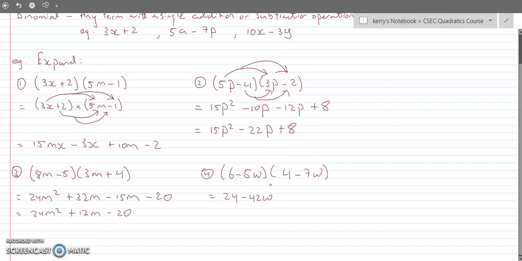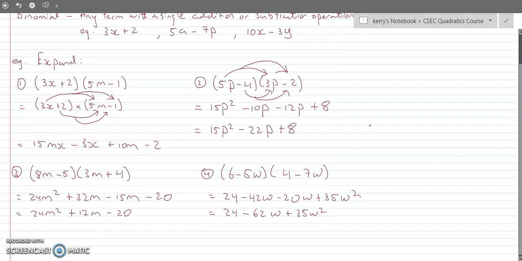Good. Second term by first term, negative 5 by 4 is negative 20w. And negative 5 by negative 7 is positive 35w squared. So, just to simplify now, you will get 24 minus 42 minus 20. Now you need to know your negative numbers. This will give us negative 62w and plus 35w squared. So this is how we expand binomial terms.